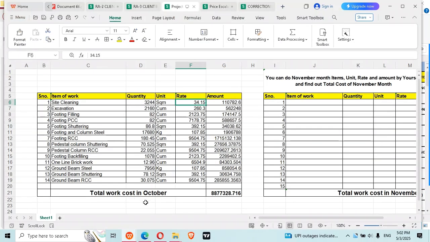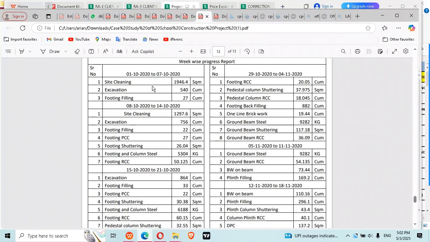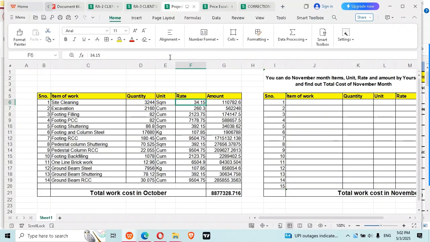First we need to calculate the work cost in October. It means these 4 weeks are October month. So how can we calculate that? I'm coming here. Like we were calculating the quantity at the time of item-wise billing, on the same basis we are going to calculate the quantity of every item individually. First I am coming to site cleaning and then go till ground beam RCC. Look, we have added 2 quantities here.